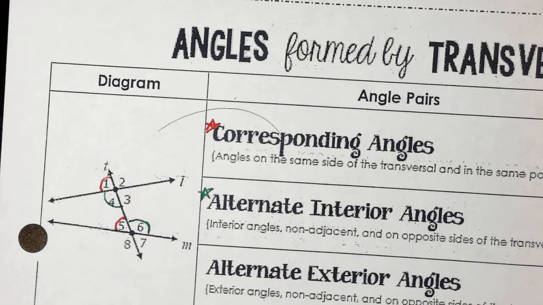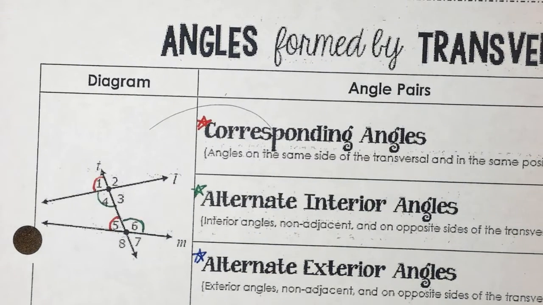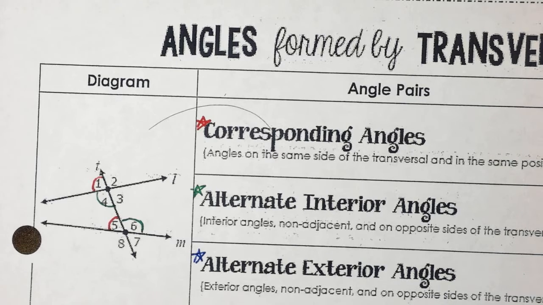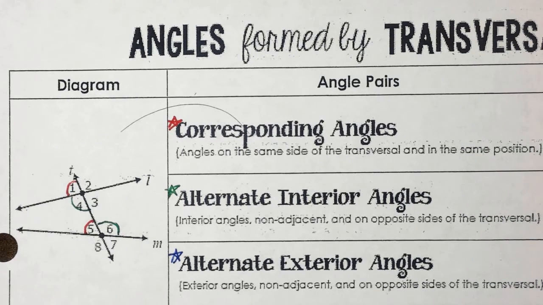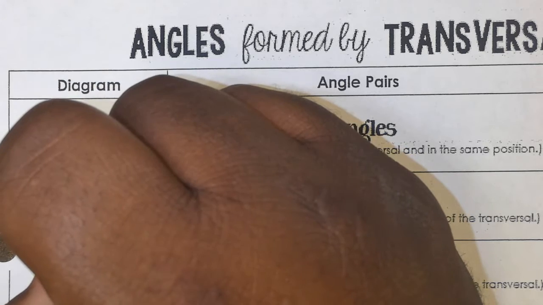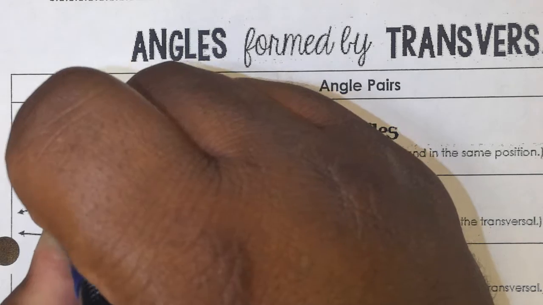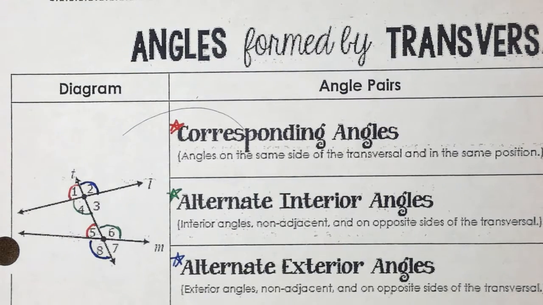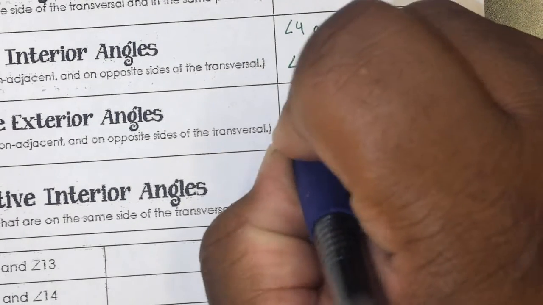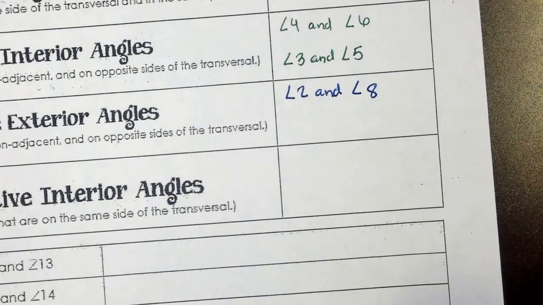My next one, alternate exterior. It's all in the words. Exterior meaning what? Outside. Good example of these. Well, let me read the definition. Exterior angles non-adjacent on the opposite sides of the transversal. Alternate exterior angles will be 2 and 8. Angle 2 and angle 8. Alternate exterior. Reese, give me the other pair of alternate exterior angles, please.